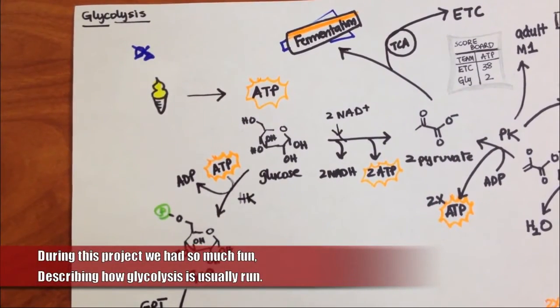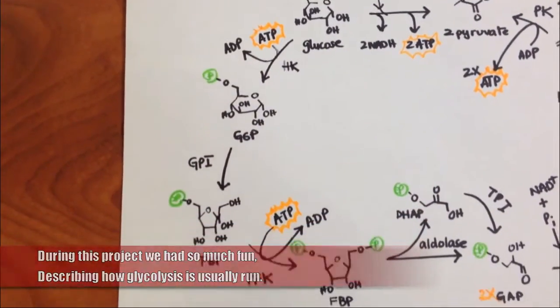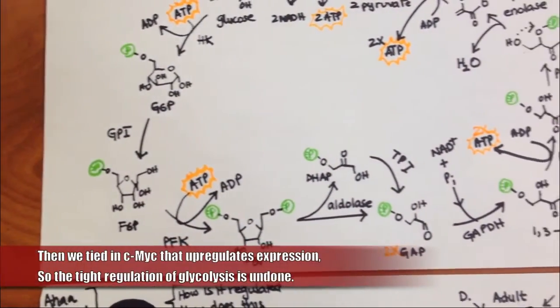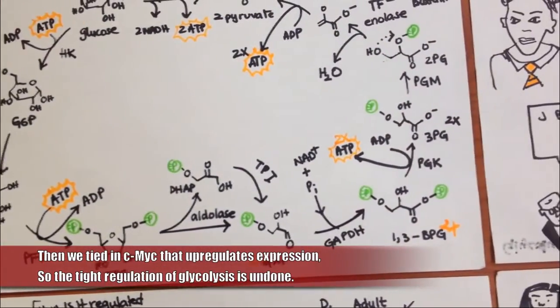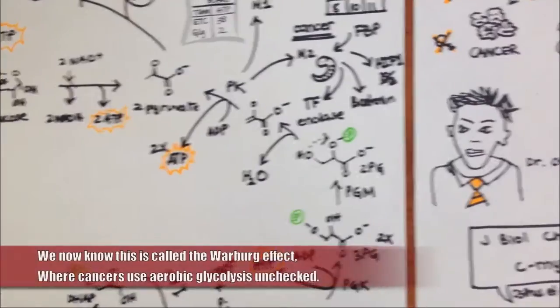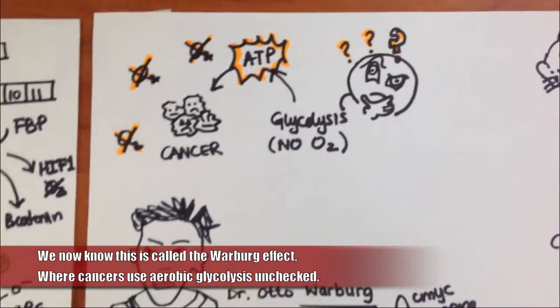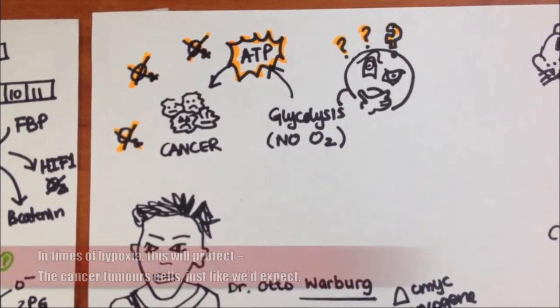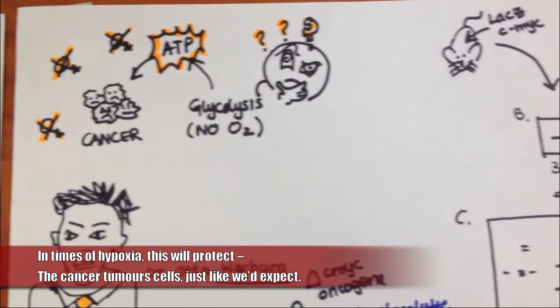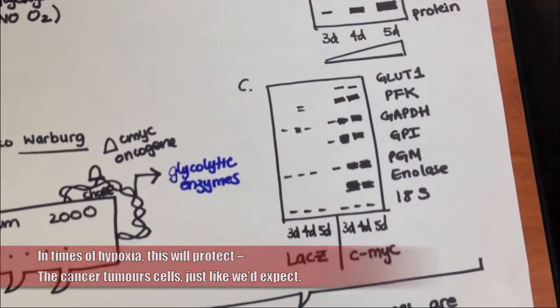During this project, we had so much fun describing how glycolysis is usually run. Then we tied in c-Myc that regulates expression, so the tight regulation of glycolysis is undone. We now know this is called the Warburg Effect, where cancer uses aerobic glycolysis unchecked. In times of hypoxia, this will protect the cancer tumor cells just like we'd expect.